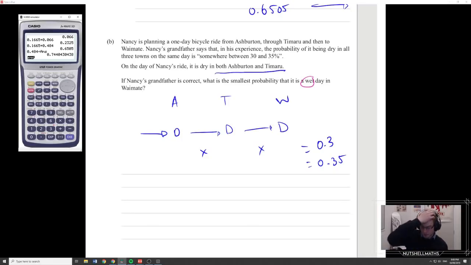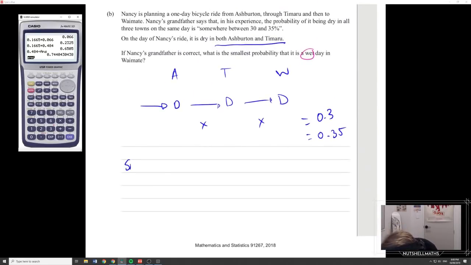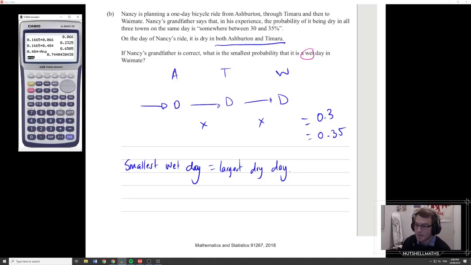Right, this is the key. Smallest. Right. Smallest wet day equals largest dry day. The smallest probability of a wet day is the largest probability of a dry day. Okay, so I only care about this large probability of a dry day. Right? So, this is the hardest question to wrap your head around.